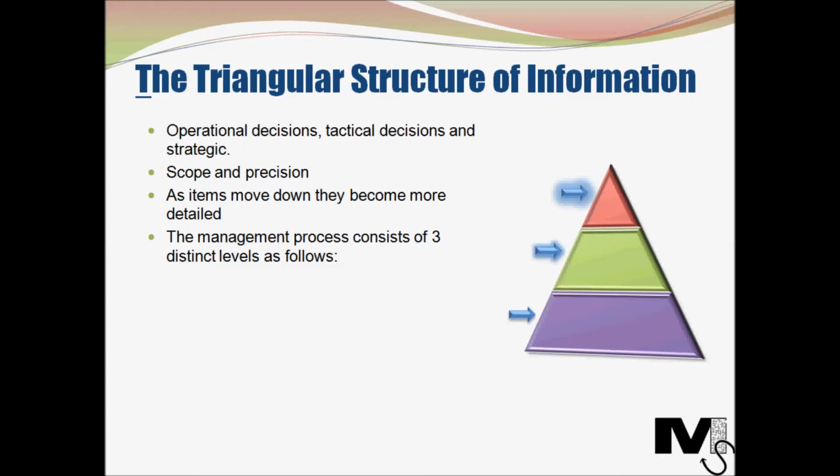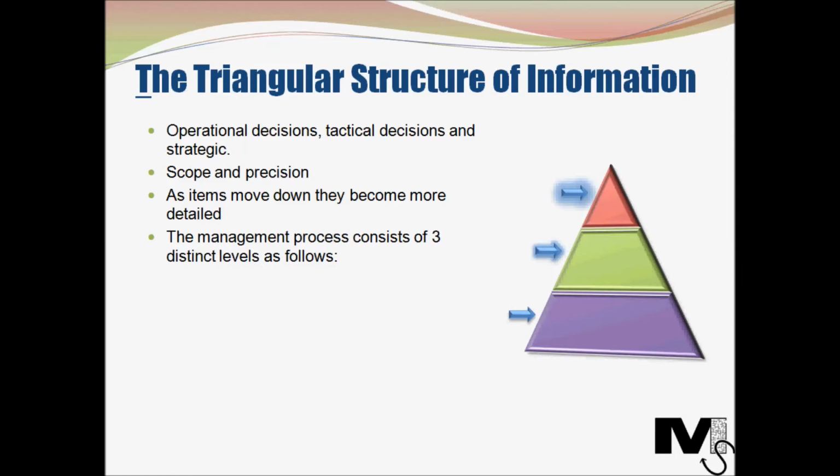the triangle. The higher in the triangle an item is, the more scope it covers in the organization and the less precise it becomes on an individual level. So decisions at the top management level are broad, strategically critical, and are seldom very specific. As items move down, they become more detailed and apply more precisely to people and processes.